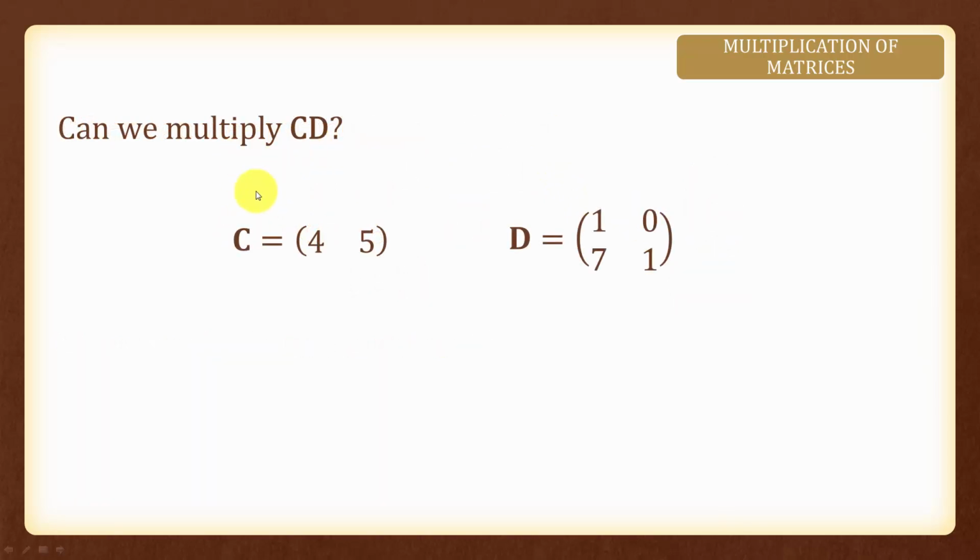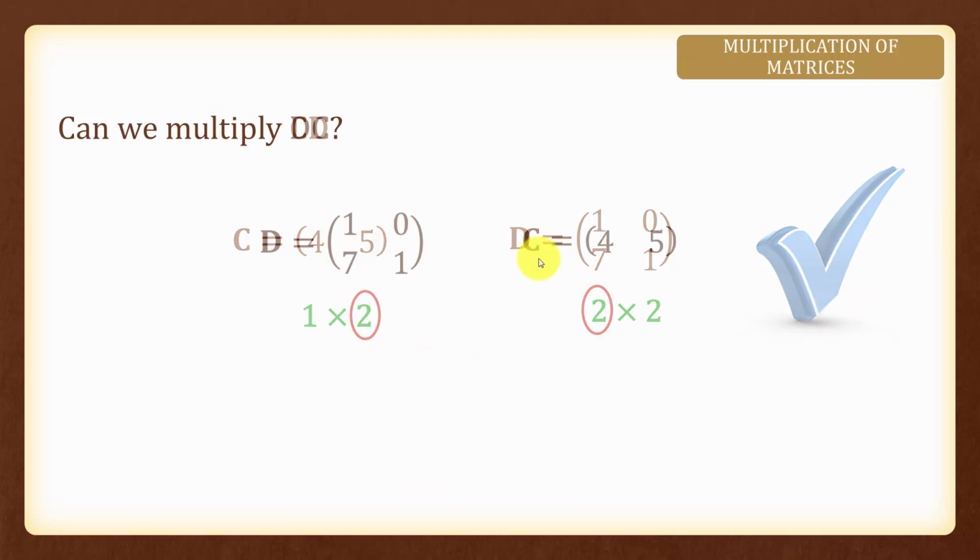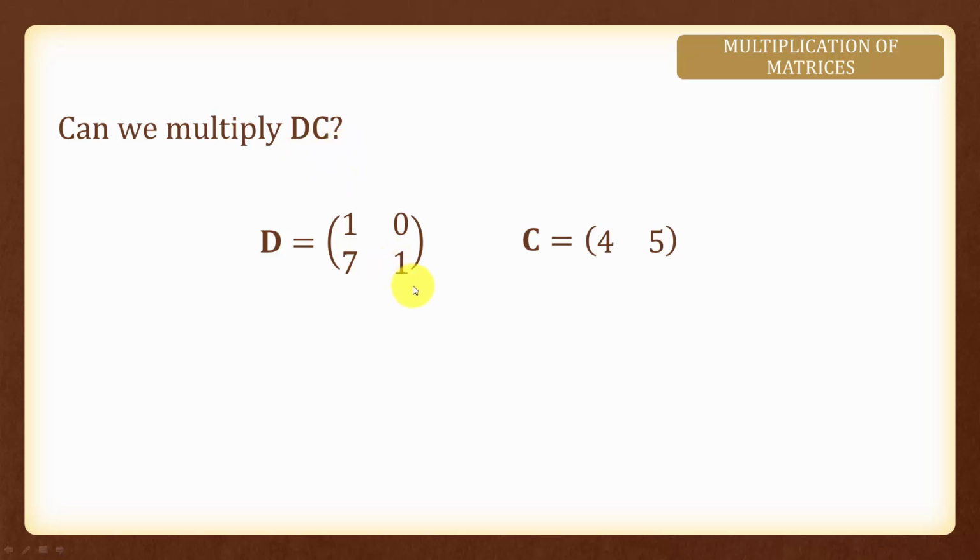Can we multiply matrix C with matrix D? Let's look at the dimension. The dimension of matrix C is 1 by 2 and the dimension of matrix D is 2 by 2. Since the number of columns in matrix C is equal to the number of rows in matrix D, yes, we can multiply CD. What about DC?